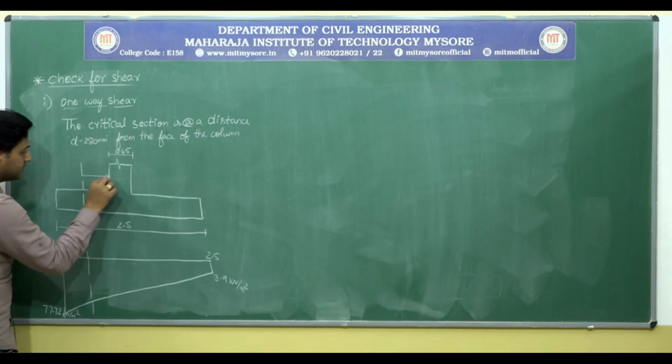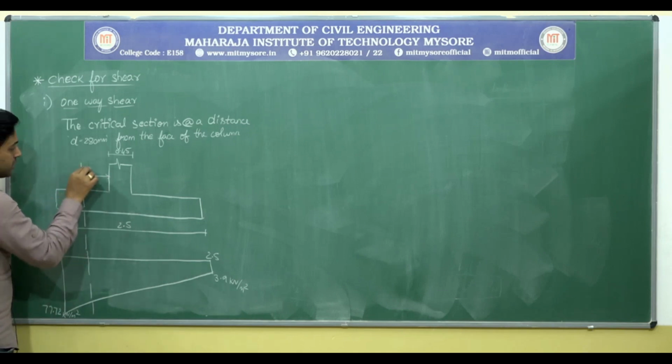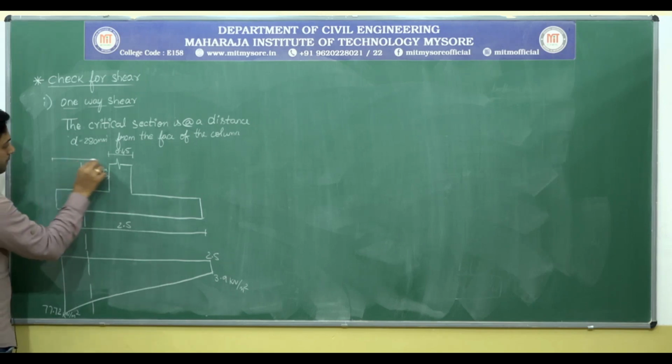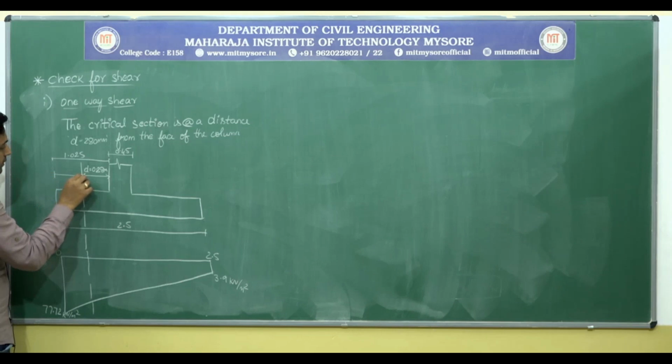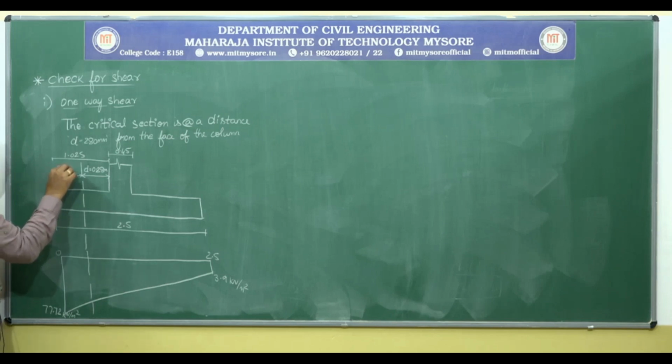So this distance d is equal to 0.28 meter. I know the total distance, which is 1.025. If I deduct this, what will be the remaining distance? The remaining distance is 0.745. Okay, so keeping this in our mind, we'll proceed further.